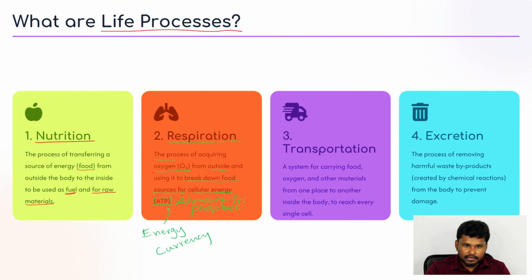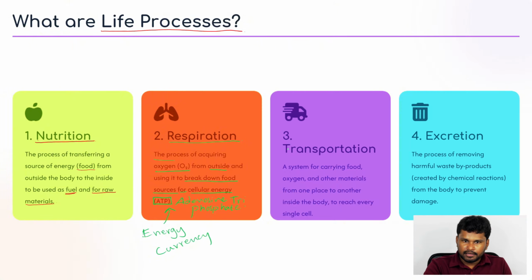And that energy currency is simply the ATP for living organisms. Even though there are a lot of other forms of energy, electricity is energy, wind is energy, solar power is energy, only the cells can use energy in the form of ATP.